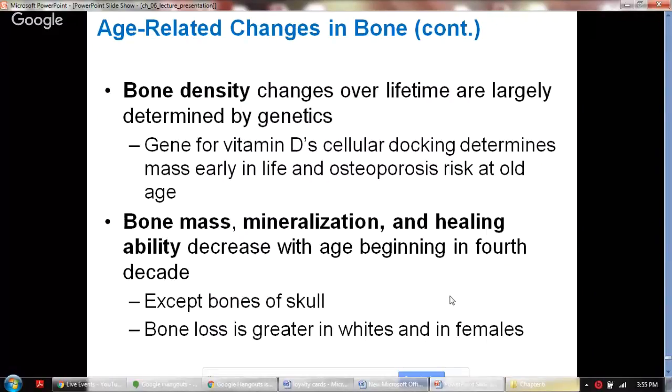So you don't find this decay or demineralization in the bones of the skull, which is good. So it protects the brain area. The bone loss is greater in Caucasians and in females.